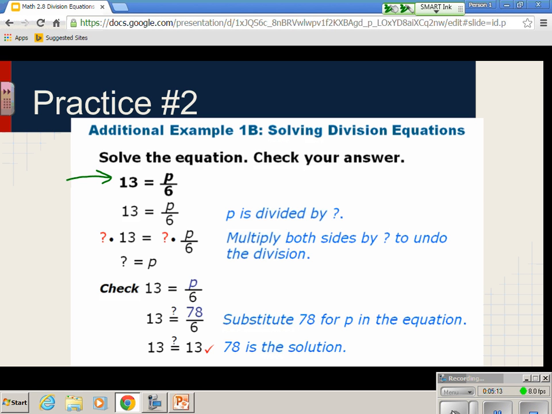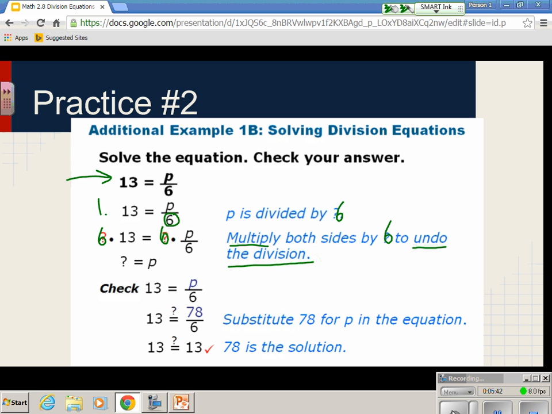So what is p divided by in this scenario? Well, what's the number next to it? That'd be a 6. So we'll change that to a 6. So the first step is to rewrite the problem. The second step is to find out what we're going to multiply both sides by, because by multiplying we are undoing the division. So the number we just identified as being divided by is the number we have to do again, which is 6. So you're going to multiply both sides by 6.